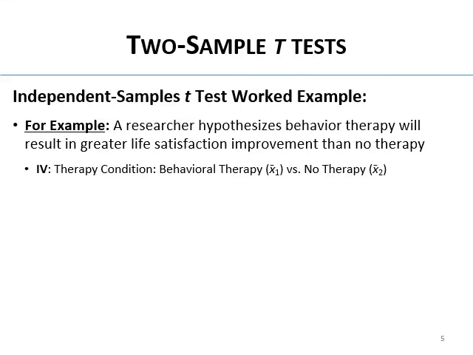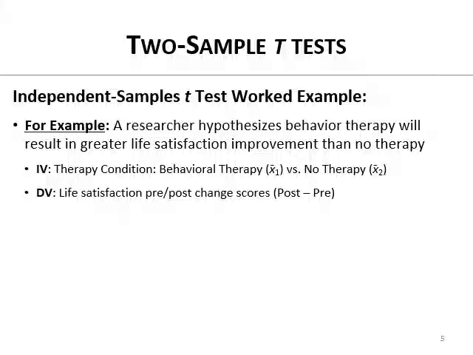Your IV is therapy condition. The first group is behavioral therapy. They're X bar 1. It's going to be their words remembered. And then no behavioral therapy, or no therapy at all, will be X bar 2. Your DV is life satisfaction scores.